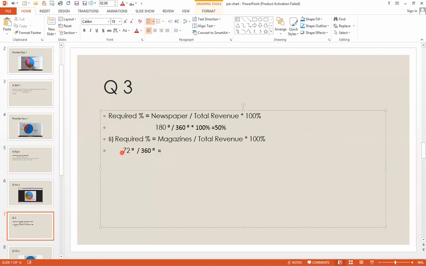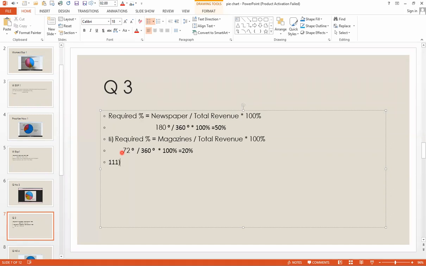And then I have to multiply it by 100%. So when I solve, the required percentage is equal to 20%. First of all, 72 divided by 360, and then after solving it, I have to multiply it by 100. So what is my answer? That is equal to 20%. This is the second part. Now we move towards the third part of this question.